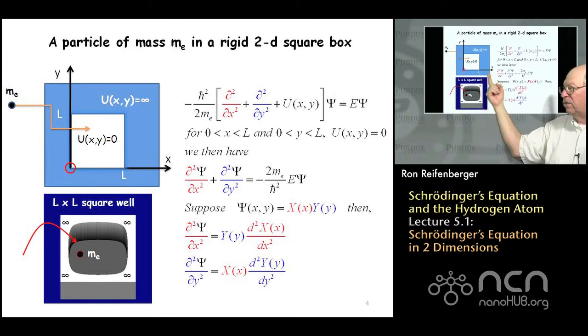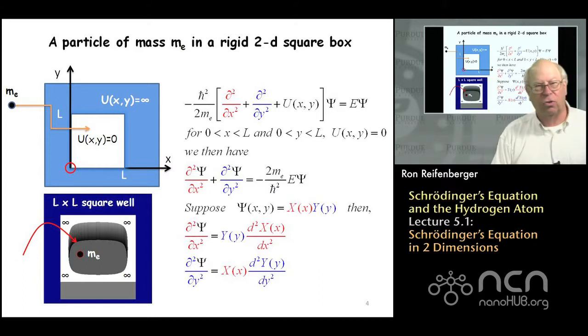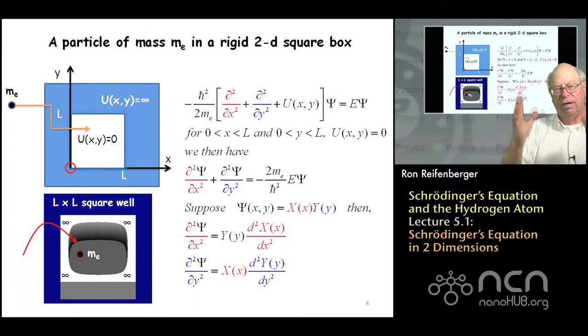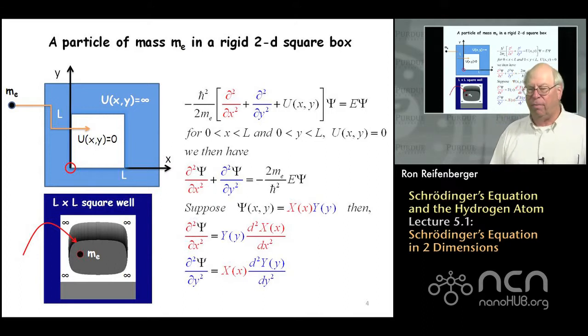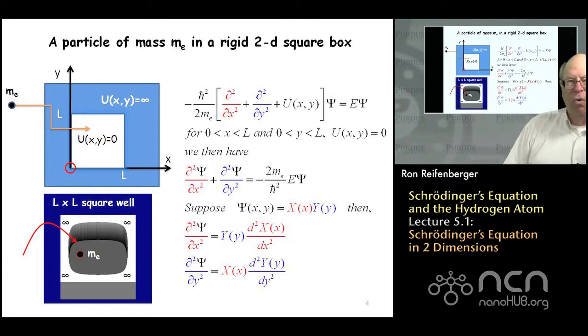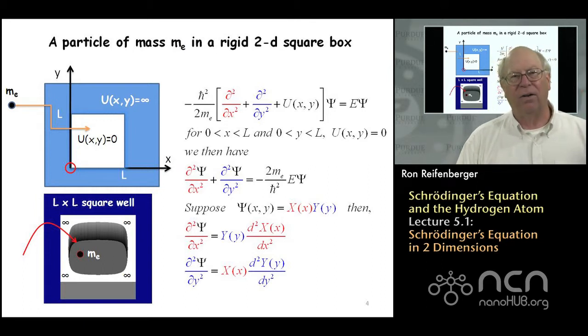And once x gets greater than L, or once y gets greater than L in the y direction, we're going to say that the potential energy of the particle goes to infinity. And this just means that there's a rigid box that the particle is free to bounce around in. The dimensions of the box are L by L. And we want to know quantum mechanically what the predictions of the energy eigenvalues are for the particle when it's trapped in that two-dimensional potential well.